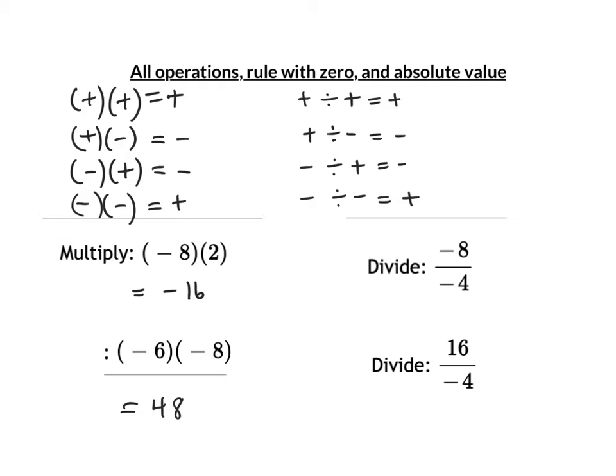Dividing, two negatives make a positive. 8 divided by 4, that's 2, positive 2. Next example, 16 divided by negative 4. If I have one negative, my answer is negative, and 16 divided by 4 is 4.